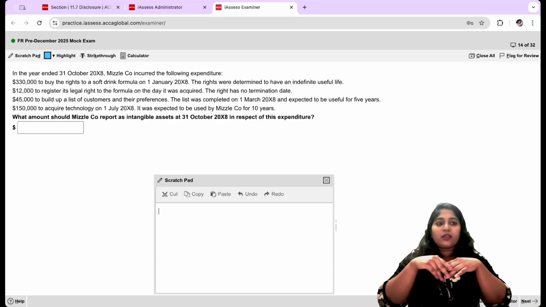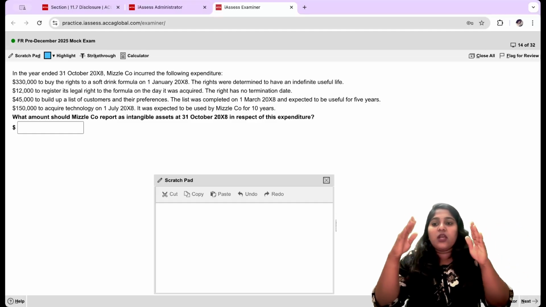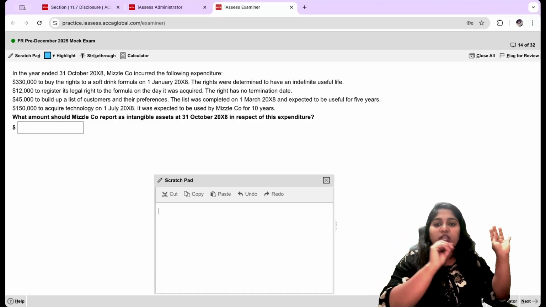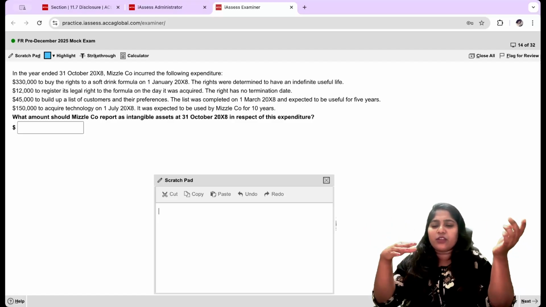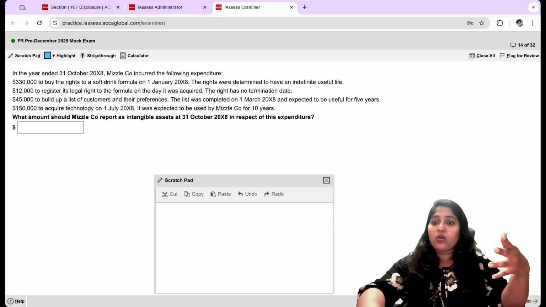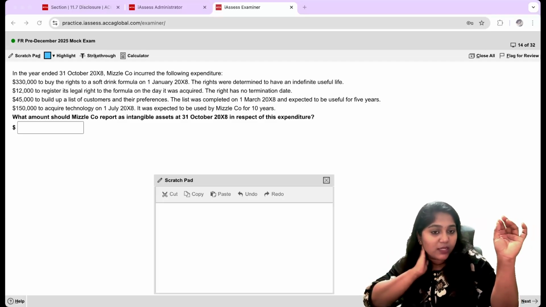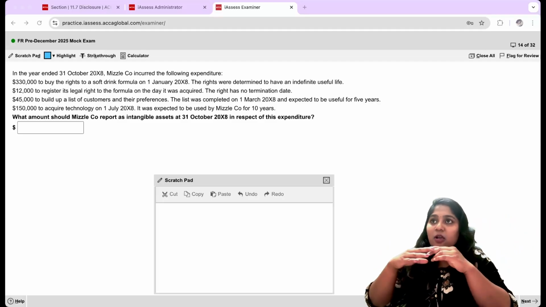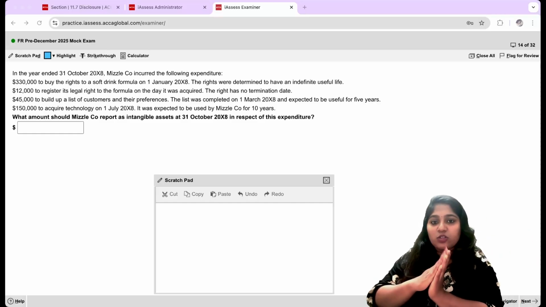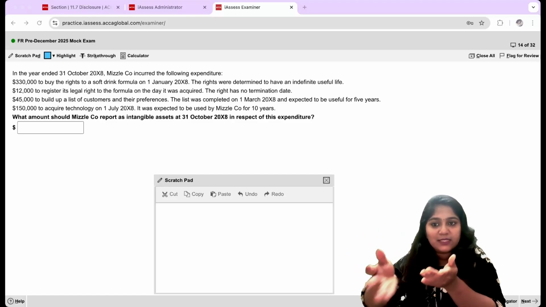This is a nice question again. In the year ended 31st October X8, Missile Company incurred the following expenditure: $330,000 to buy the rights to a soft drink formula on 1st Jan X8. The rights were determined to have an indefinite useful life. Do you see it's an identifiable asset? Yes, because you bought it through rights. There's a right for you to get. So $330,000 can we consider that as my intangible asset? Yes, because if you read the requirement, what amount should Missile Company report as intangible assets at 31st October X8 in respect of this expenditure is what is being given. That means how much is the intangible assets, right?